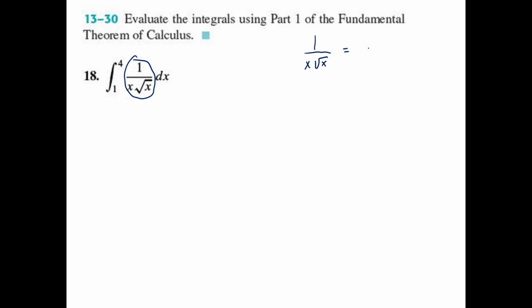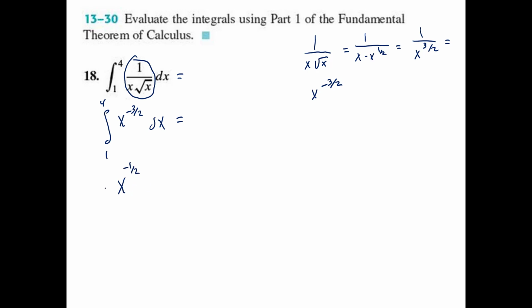So what we can do is use the rules of exponents. This is 1 over x times x to the 1/2. This is then 1 over x to the 3/2. And again, we don't have an antiderivative for 1 over x to any power other than 1, right? So we have to rewrite this as a power function, x to the -3/2. So then this becomes the integral from 1 to 4 of x to the -3/2 dx. Now we find that antiderivative by adding 1 to the exponent. 2/2 and -3/2 make -1/2. Multiplying by the reciprocal, -2, and we're going to evaluate this from 1 to 4.